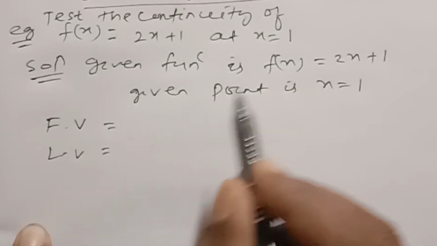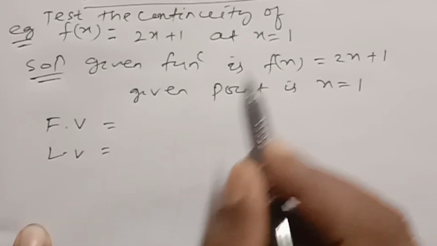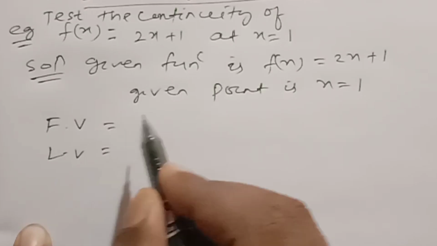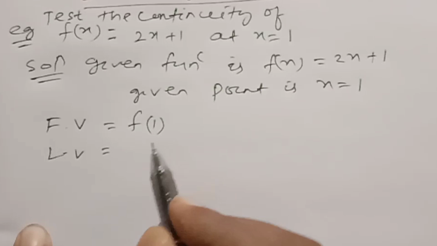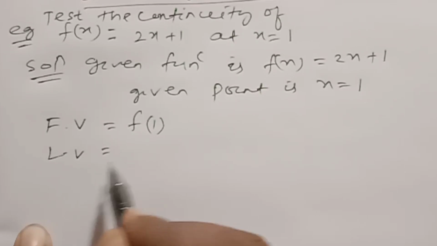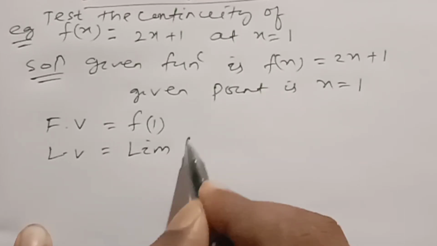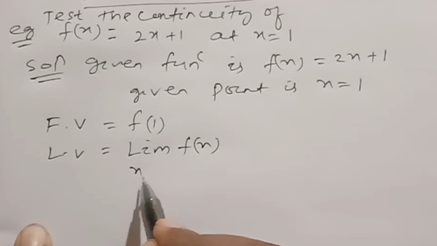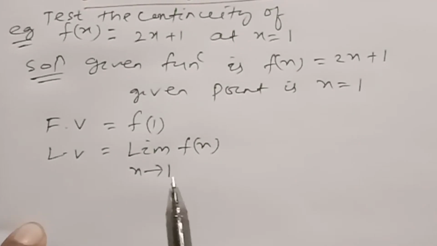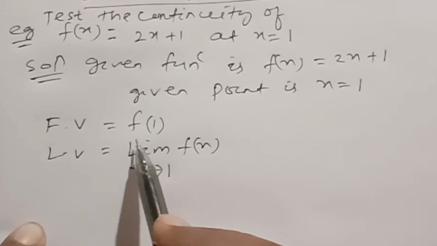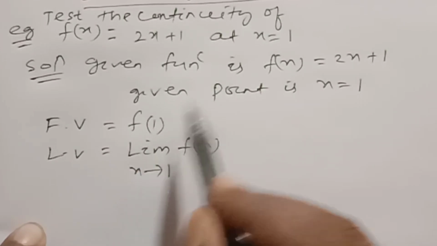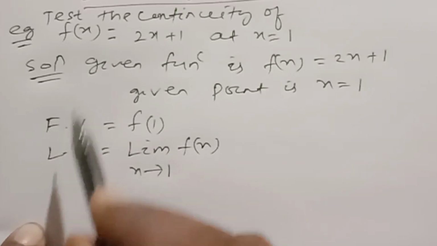Functional value means x is equal to 1, limiting value means x tends to 1. So x is equal to 1 means put x is equal to 1 here, that means f of 1. This is functional value. Limiting value means you have to find the limit of that function as x tends to 1. Very important thing: functional value means "is equal to" and limiting value means "tends to".